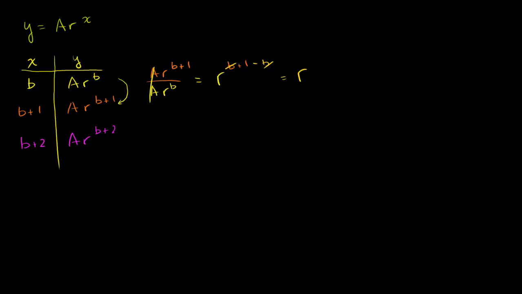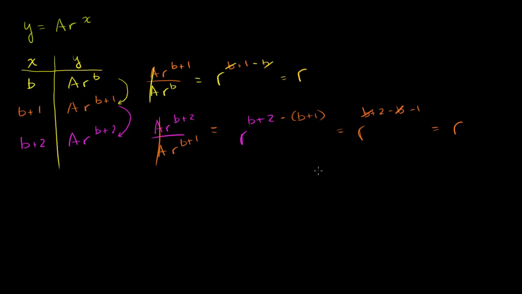Let's see what happens when we go from here to here. Once again, take the y value when x is equal to b plus 2, so a r to the b plus 2. Divide it by the previous y value, divide it by a r to the b plus 1. These cancel out, and we're left with r to the b plus 2 minus b plus 1, which is equal to r to the b plus 2 minus b minus 1. These cancel out, 2 minus 1. Once again, you're just left with r.